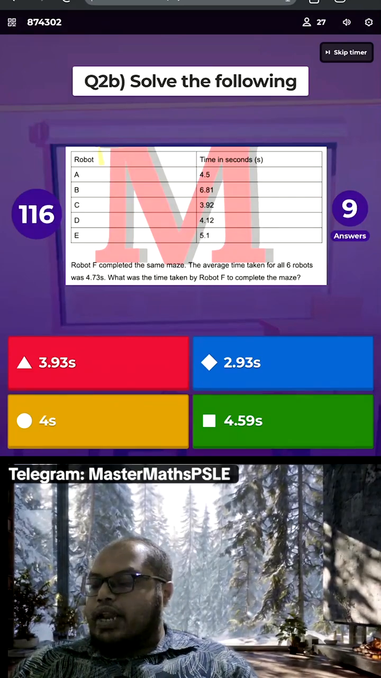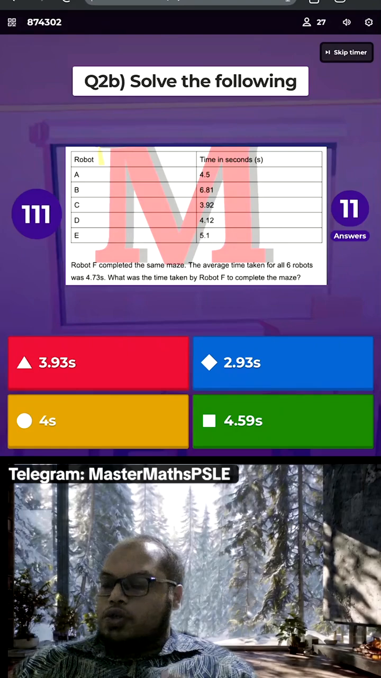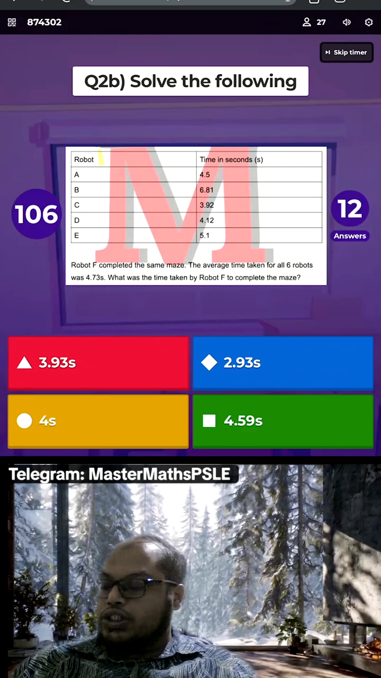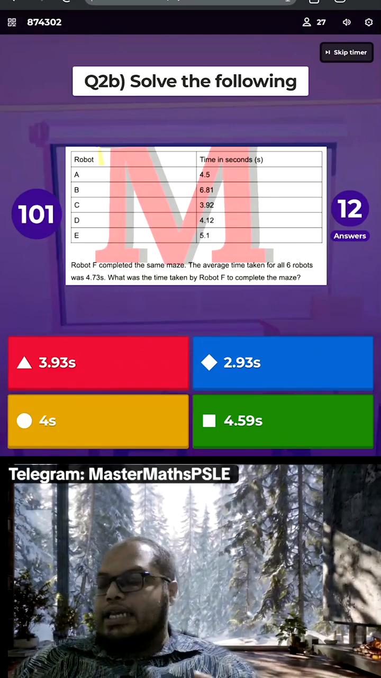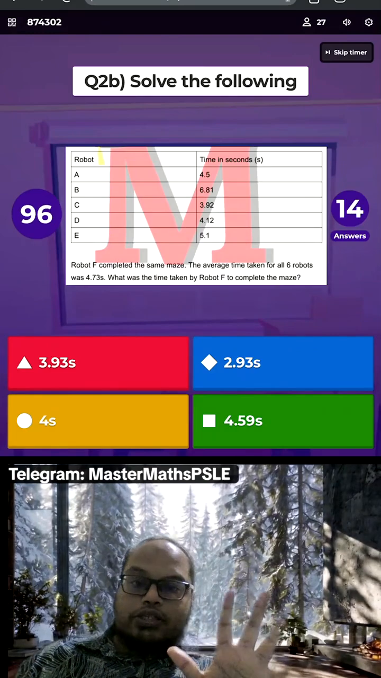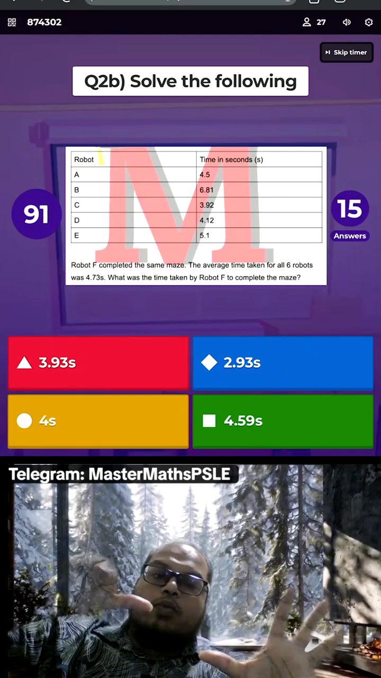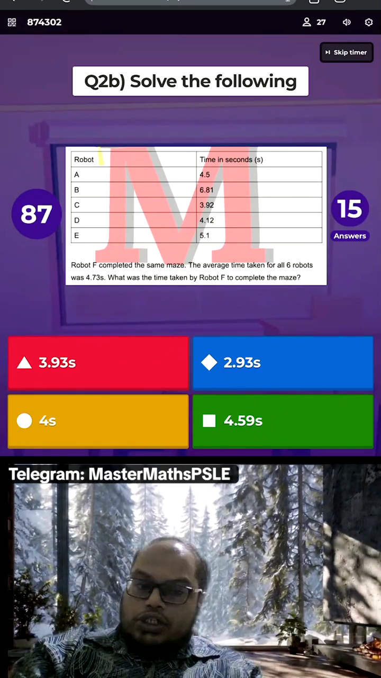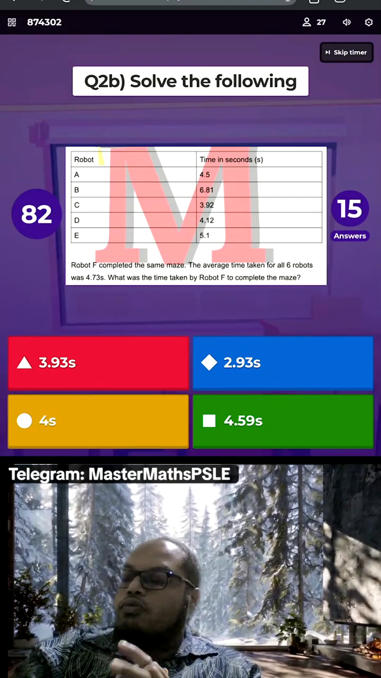Now, this is an average question. They say robot F completed the same maze, but the average time taken for all 6 robots is 4.73 seconds. That is the average. What was the time taken by robot F to complete the maze? So you are given the times of A, B, C, D, E, 5 robots. Now we have a 6th one, which is robot F. When we take the average of all these 6 together, we get 4.73. So you need to work backwards and calculate the time for robot F.